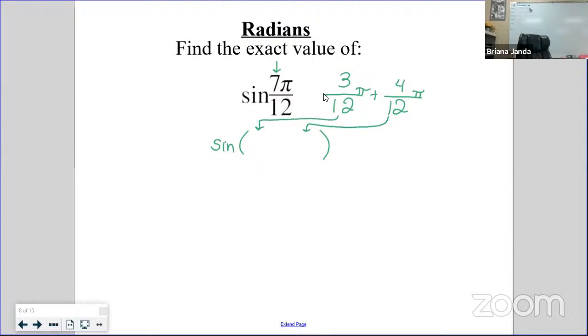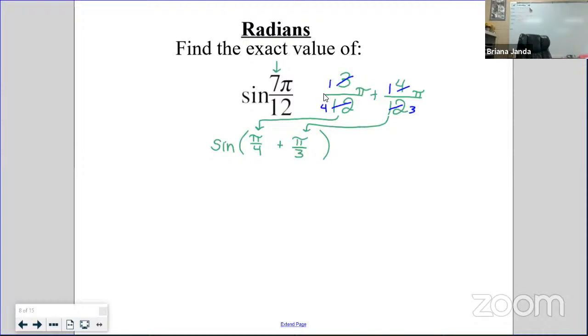3 and 12 are both divisible by 3. And this would simplify down to pi over 4. 4 and 12 are both divisible by 4. And this would simplify down to pi over 3.